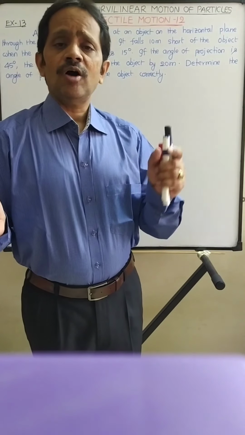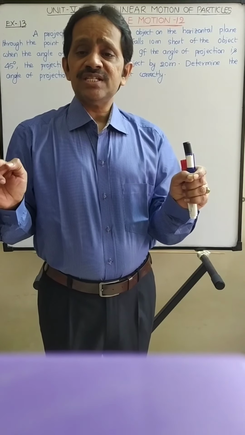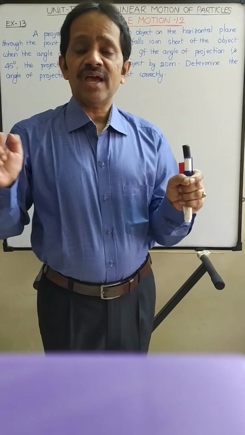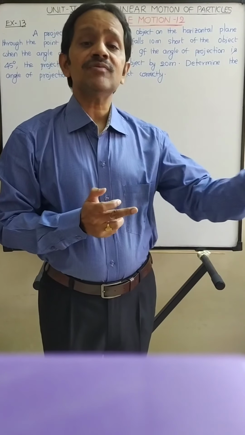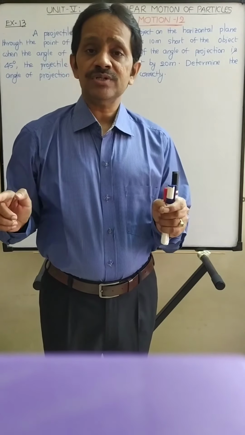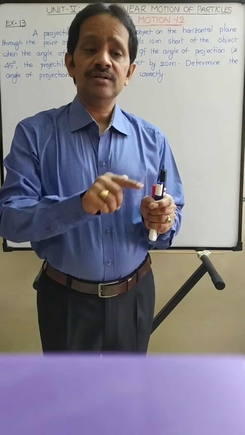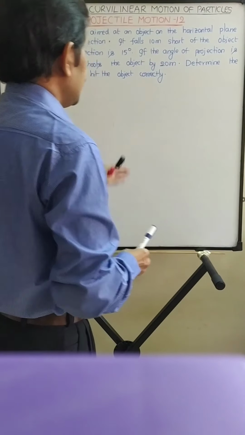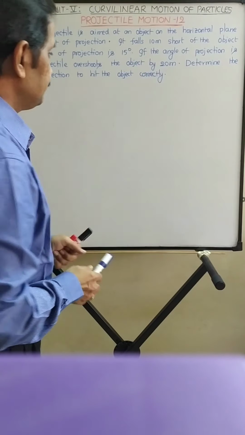Let us say the object is at a distance x. When the angle of projection is 15 degrees, it is falling short by 10 meters. If the angle of projection is 45 degrees, it overshoots by 20 meters. So you have to find out the correct angle of projection to hit the target. Right? So let us draw a figure for better understanding.